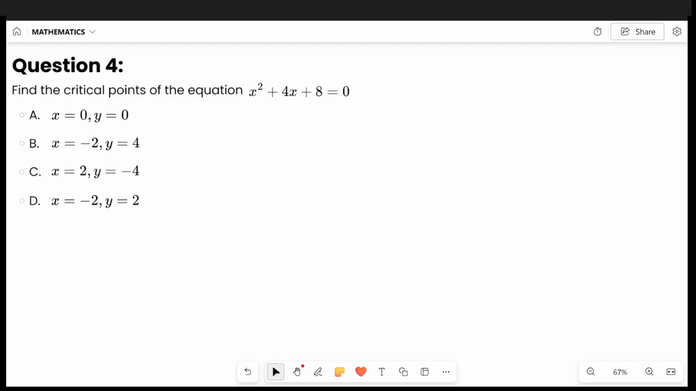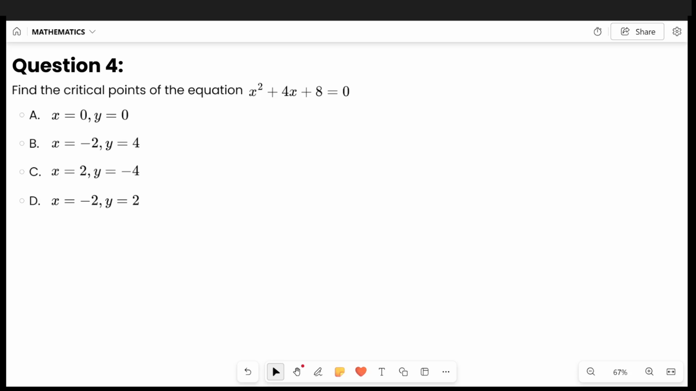Find the critical points of the equation x squared plus 4x plus 8 is equal to 0. But before we solve this problem, we need to understand what critical points are. A critical point is the x and y coordinates on a graph where the slope of the function is either equal to 0 or undefined.